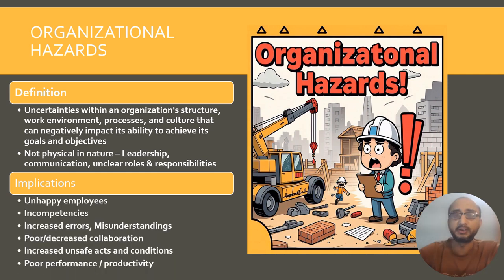So, if these factors exist in some organization, they can have different types of implications like unhappy employees, incompetence of the employees, increased errors, and misunderstandings. Obviously, your errors will increase and there will be more misunderstandings. Collaboration between the departments will decrease and the teams will be less effective. Then unsafe acts and unsafe conditions will increase. They will give a boost to the unsafe acts and unsafe conditions. Then obviously your performance will be impacted and will be poor. So such factors are called organizational factors.